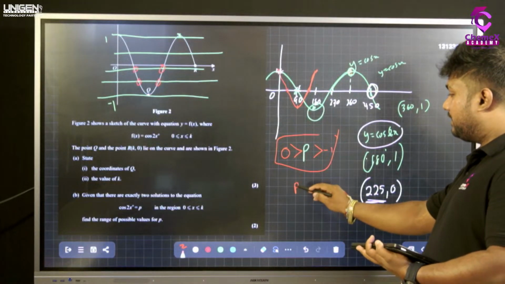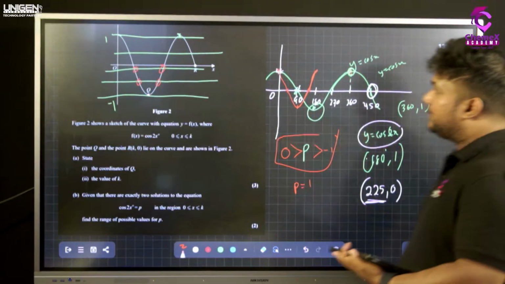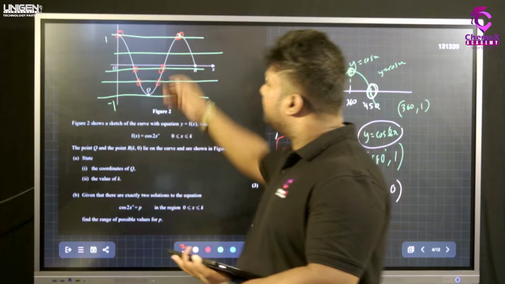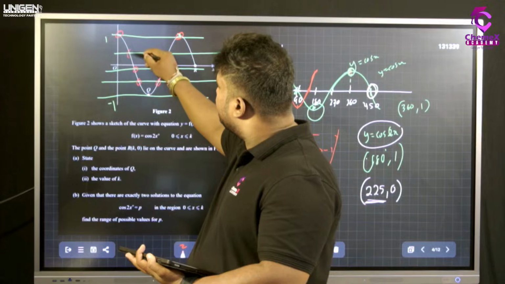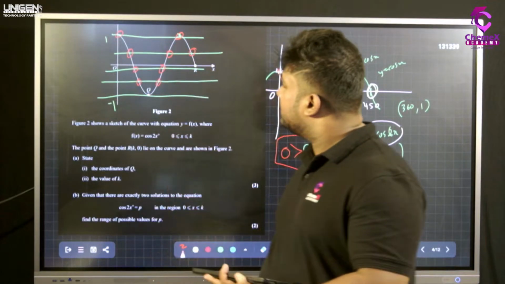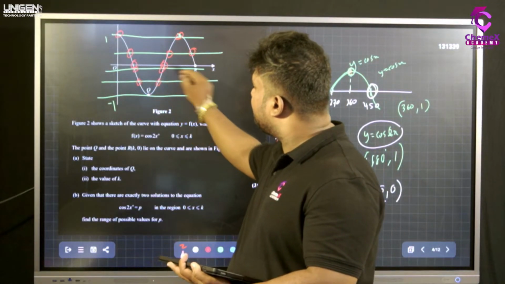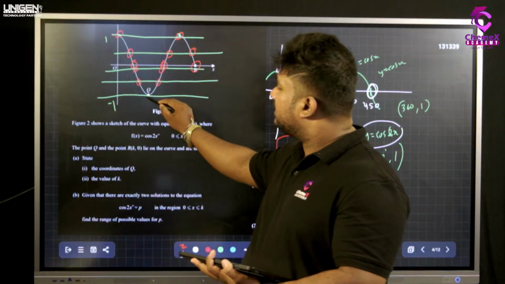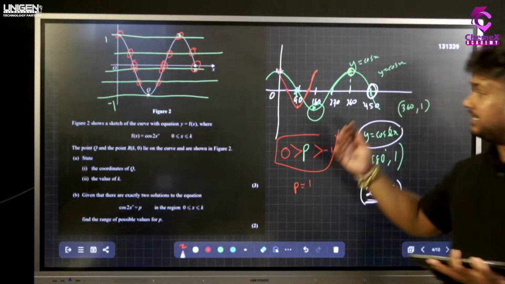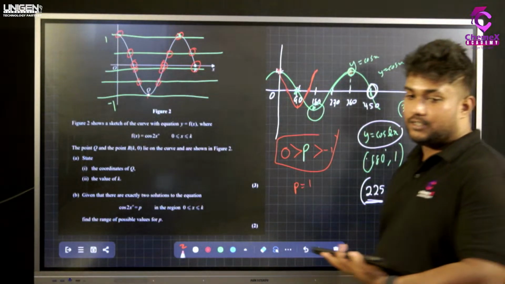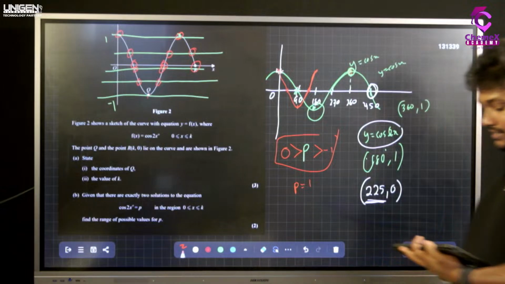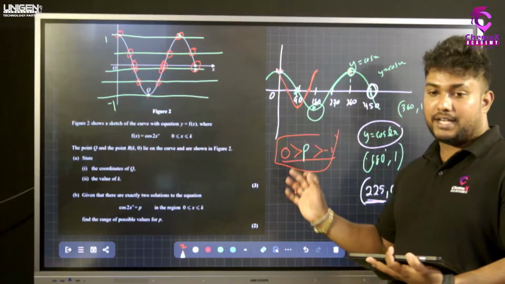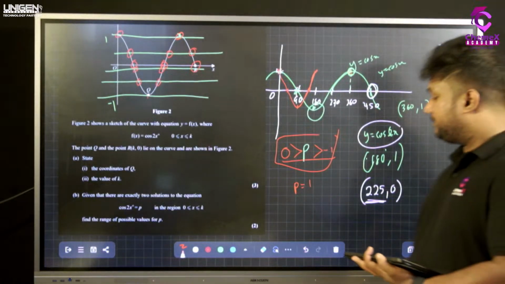P is equal to 1. Why do I say that? Because you can see, when it is 1, there are two places it comes. But if it is less than 1 and more than 0, there are 3 places. If it is equal to 0, there are 3 places. If it's below 0, there are only 2, but if it is smaller than -1, you won't have any. Got it? So what's your answer going to be then? P equals 1 and P is between 0 and -1. Got it or not?